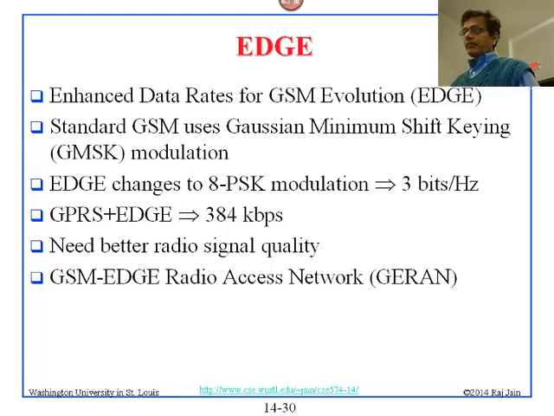And so you get 3 times. So with GPRS and EDGE, you get 384 kilobits. Now you're getting there. Right? But the thing is, to get this 8 PSK working, you need really good quality signal.